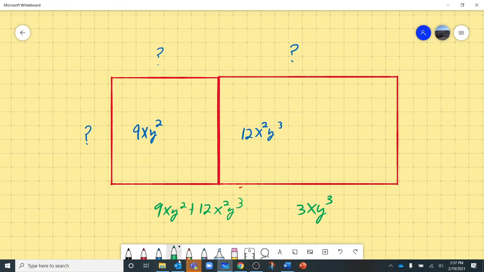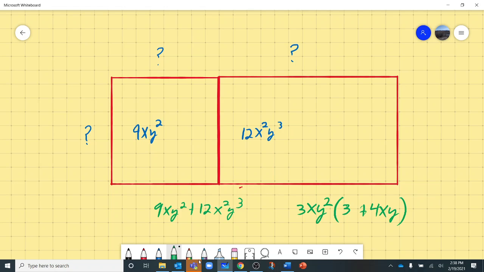So we have 3xy squared, and then in parentheses, 3xy squared times what is 9xy squared? That's times 3. That would give us 9xy squared. And then 3xy squared times what gives us 12x squared y cubed? Well, 3 times 4 gives us the 12. x times x gives us the x squared. And y times y squared gives us the y cubed, right? And so we have these two dimensions.